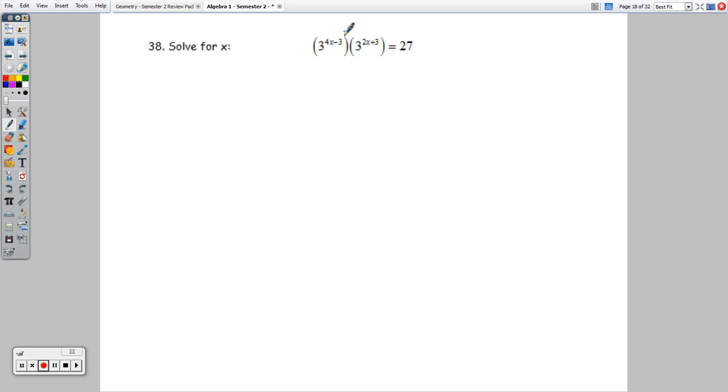And then solve for x on this one. So our tactic, our plan of attack for these kinds of questions, we want to get these bases to all be the same. So 27, a way to write that as a power of 3 would be 3 to the 3rd.